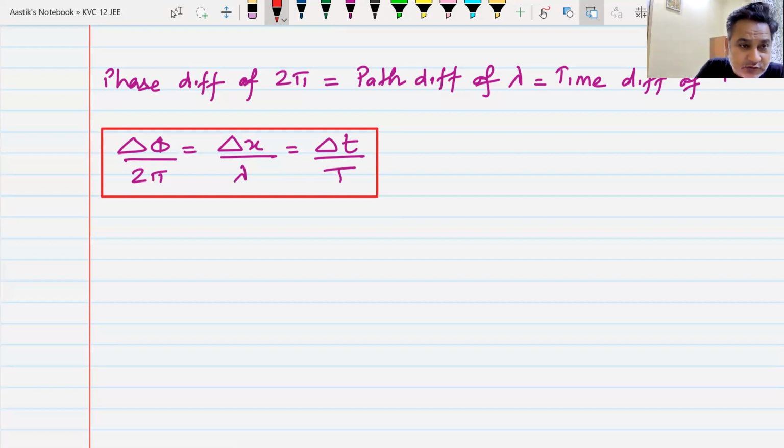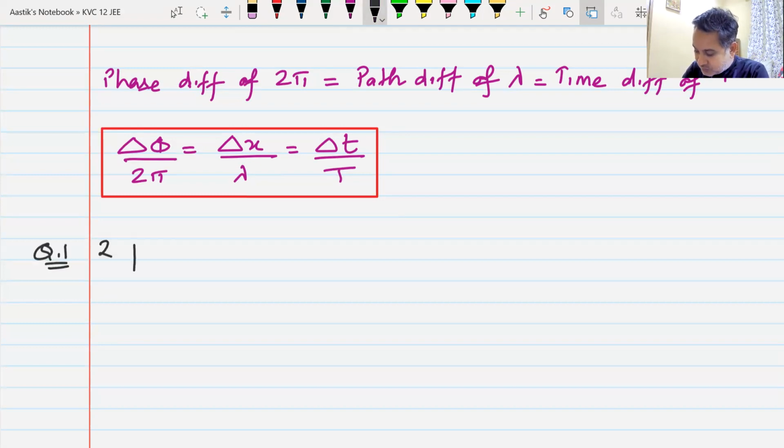This is a formula that you must remember, because you will need it while solving any questions in this chapter, since it's all about path difference and phase difference and so on. Let us utilize this and solve a question.